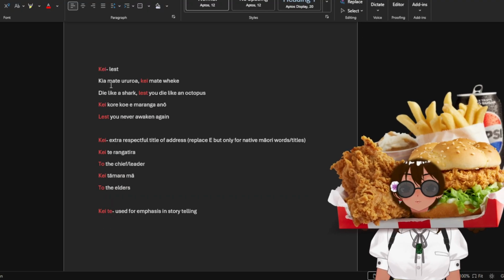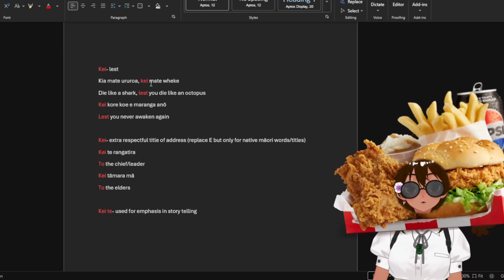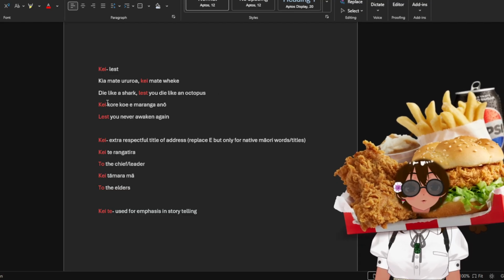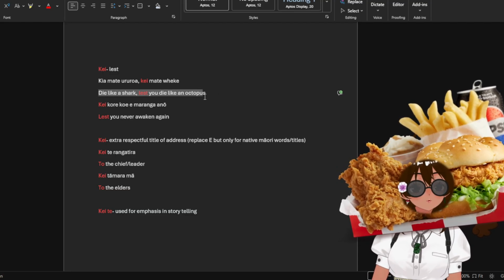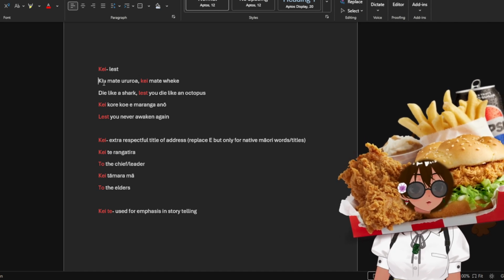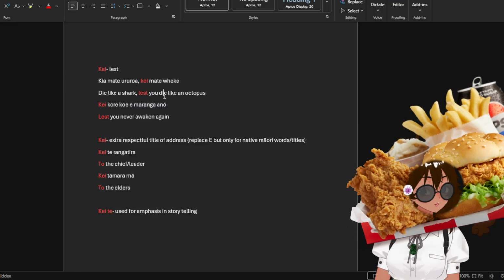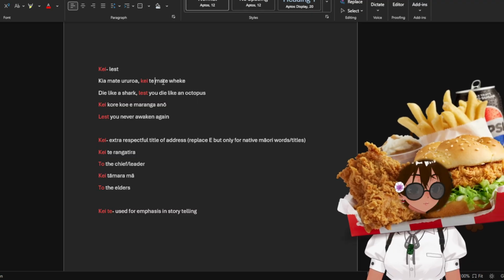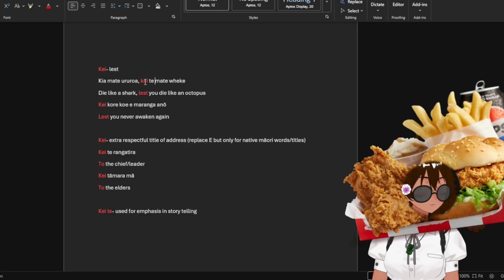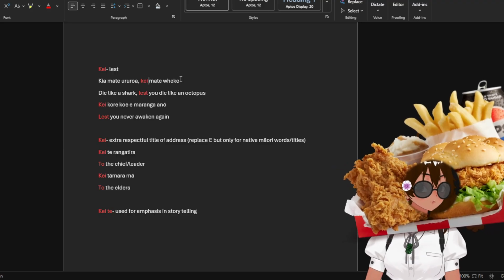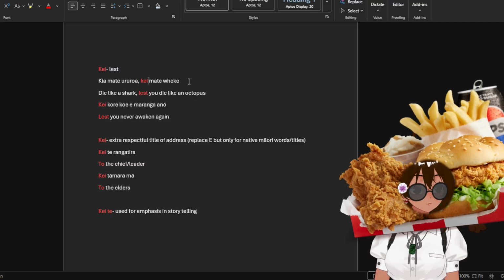Now here's one that shows up in a lot of phrases. Kei for "lest." For example, kei mate ururoa, kei mate wheke. That's a pretty popular whakataukī, which obviously means die like a shark, lest you die like an octopus, aka fight to your last breath, don't give up. But here, we have our first sentence, and then we start the next sentence with kei, and then our verb. So, if it was kei te mate wheke, that would be you are dying or is dying like an octopus, but just kei mate wheke, lest you die like an octopus.